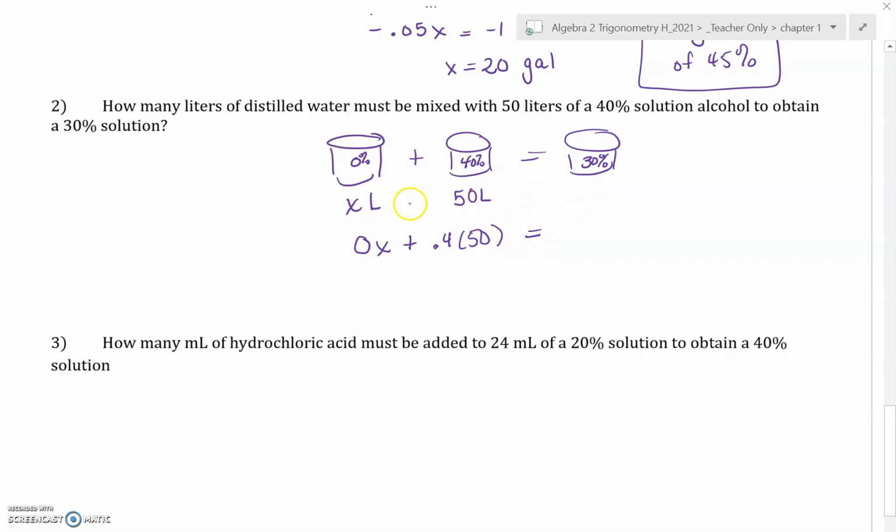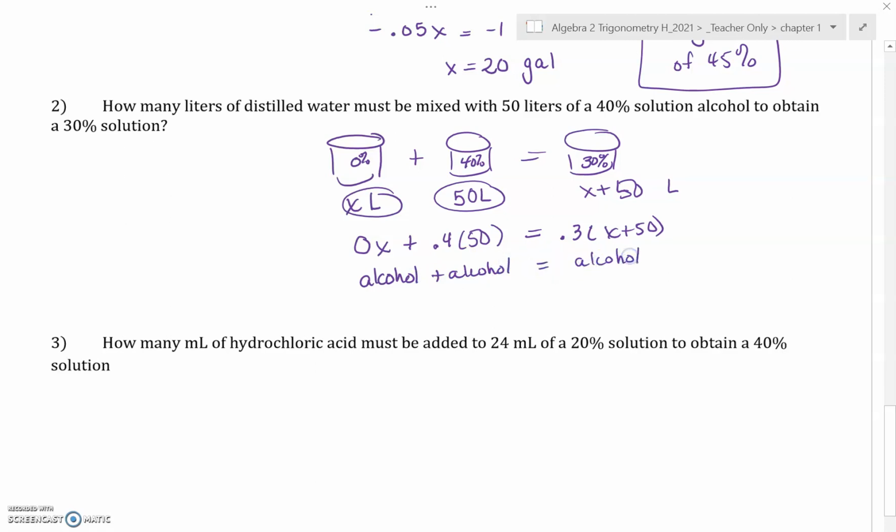And then you're going to end up with, if we have X liters and 50 liters in our result, we have X plus 50 liters. So we have 30% of that as alcohol. So we have an equation that has the pure alcohol from the first beaker, plus the pure alcohol from the second beaker, and that equals the pure alcohol from the third beaker, which is a true statement. So go ahead and multiply 0.4 times 50 and distribute your 0.3 and find out how many liters are needed.